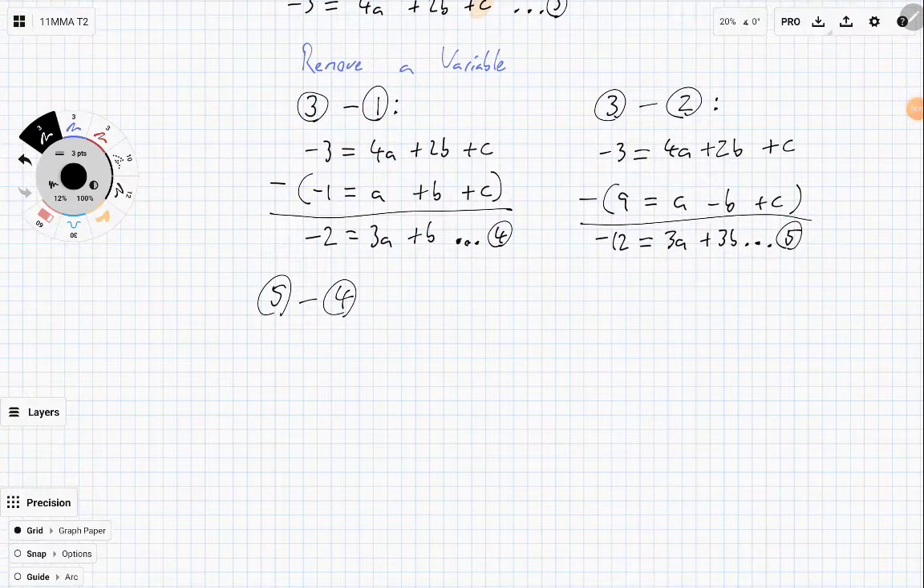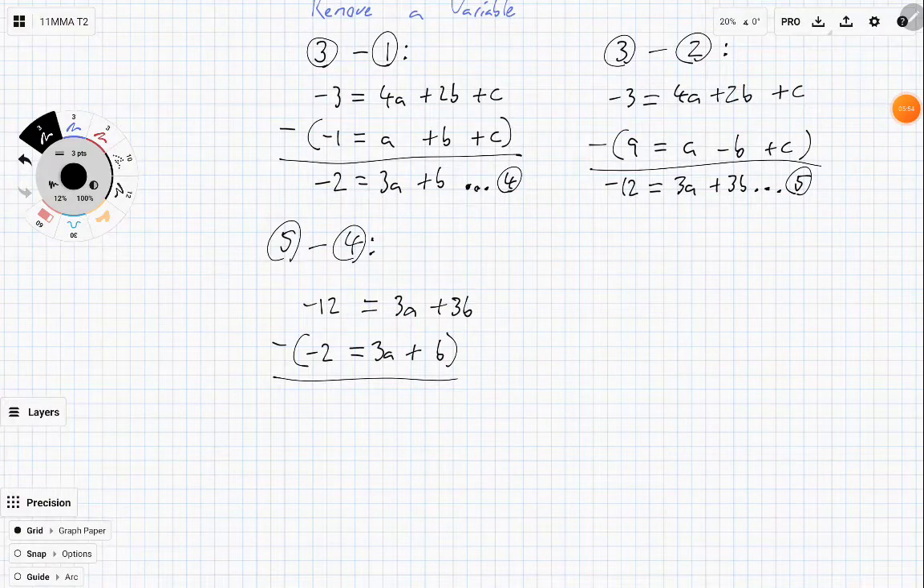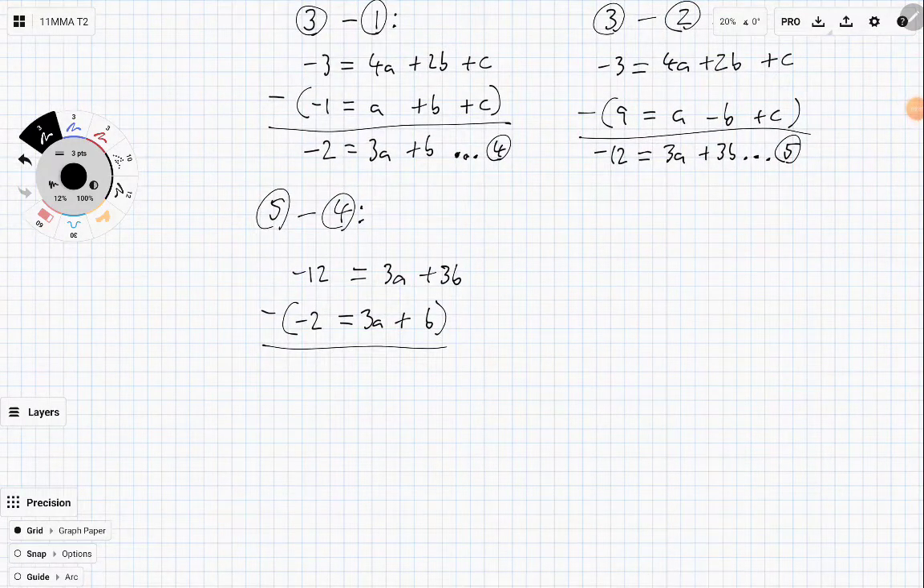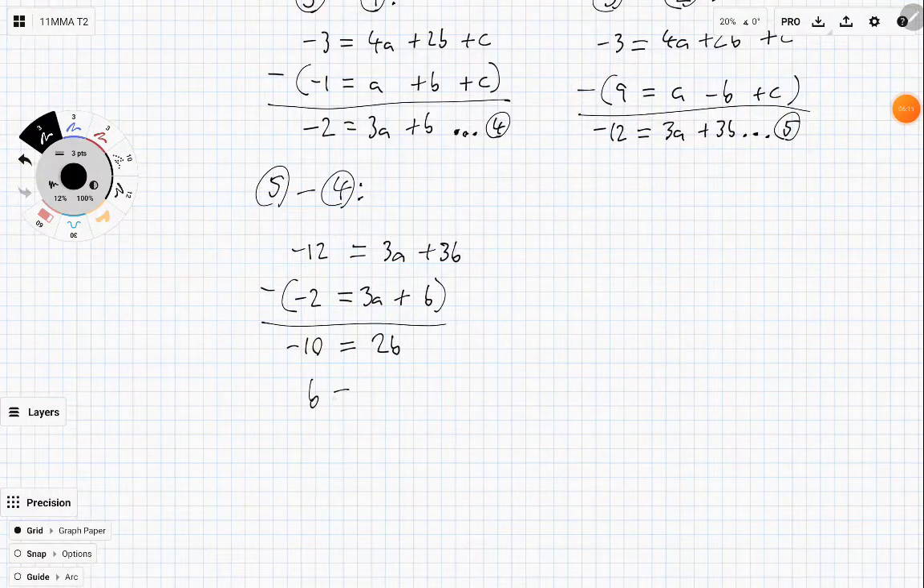See what we get. Alrighty, so there is equation 5 minus equation 4. 12 minus 2, well, that's 12 plus 2, which is negative 10. 3a minus 3a is no more a. 3b minus b is 2b. And so I now know what b is. Hip, hip, hooray, it's negative 10 on 2 or negative 5. Okay, I've now found one variable.